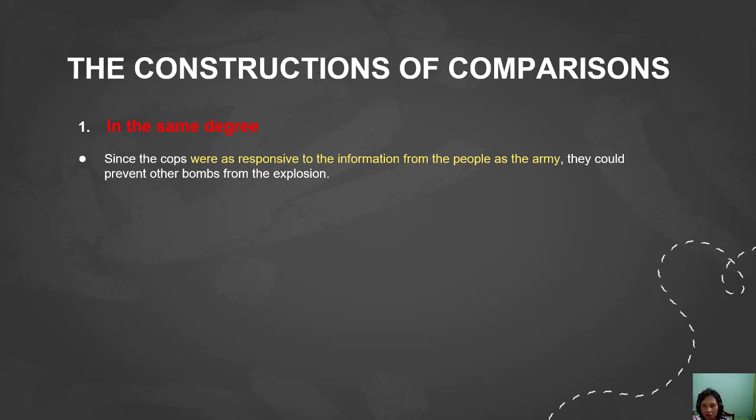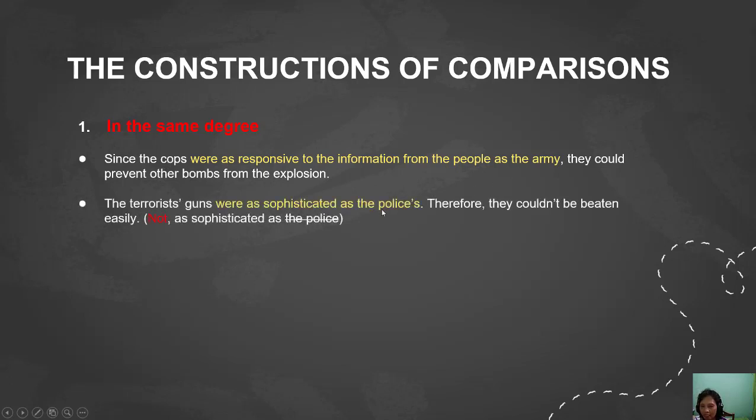Since the cops were as responsive to the information from the people as the army, they could prevent other bombs from the explosion. So we use this construction: as, an adjective, as. And then you can use the noun here. So as responsive as the army. So we want to compare the cops and the army. We want to compare the persons.